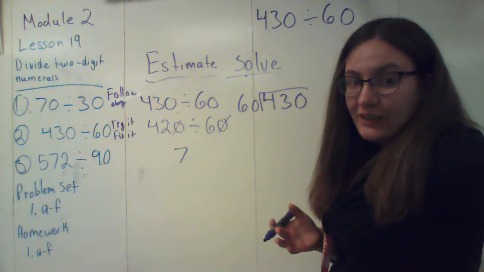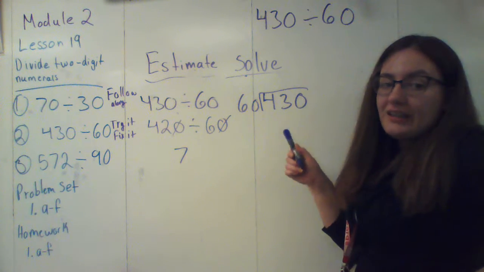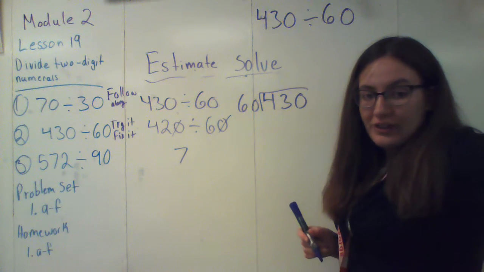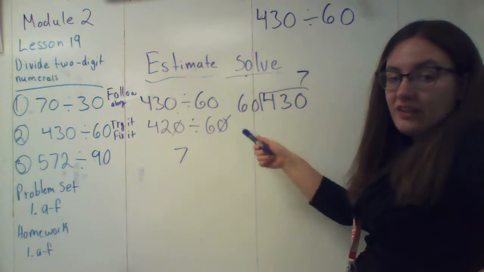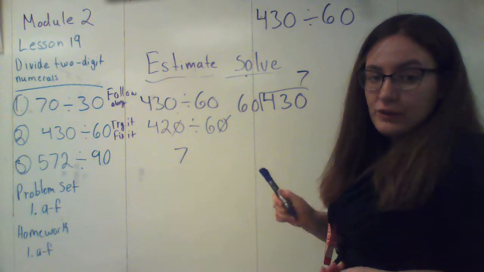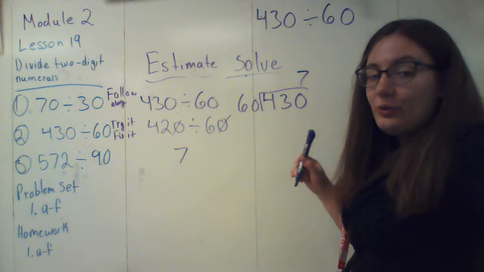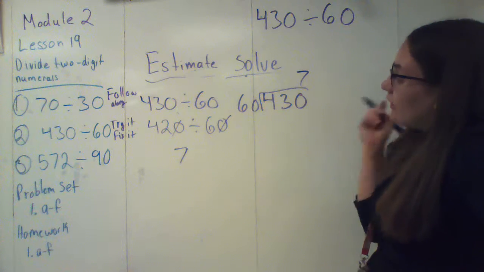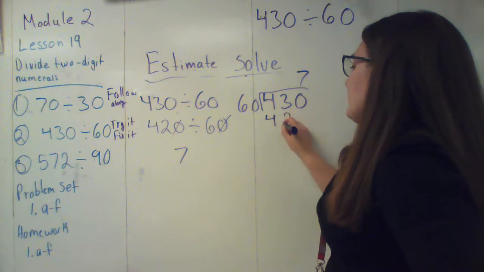Now, I know that 60 can go into 430 because I did some of the work over here already. Because I said that 60 times 7 is 420. So what I'm going to do is put a 7 up here because I know that is as close as I'm going to get to 430. 6 times 7 is 42, or 60 times 7 is 420. If I were to do more, I would be way far over. I'd be at 490. So 60 times 7 is 420.